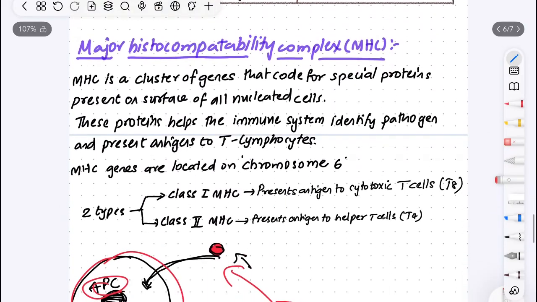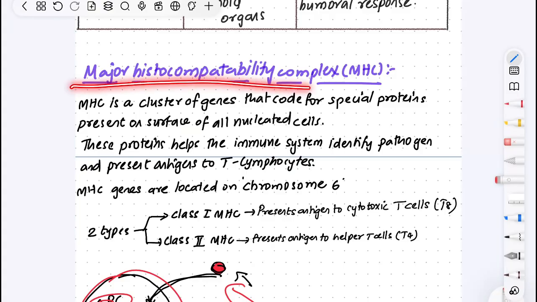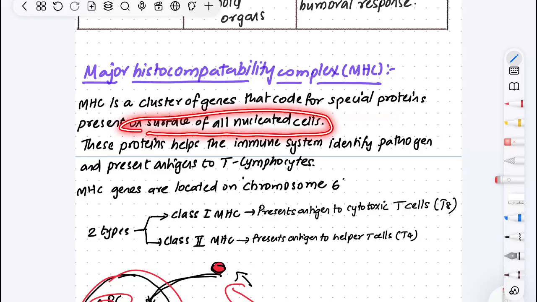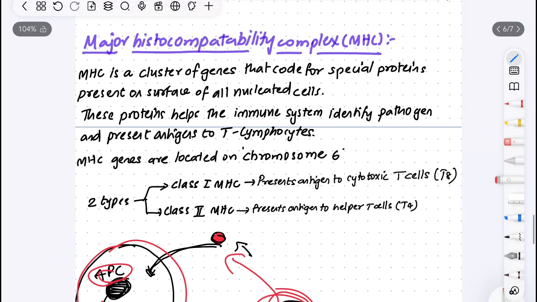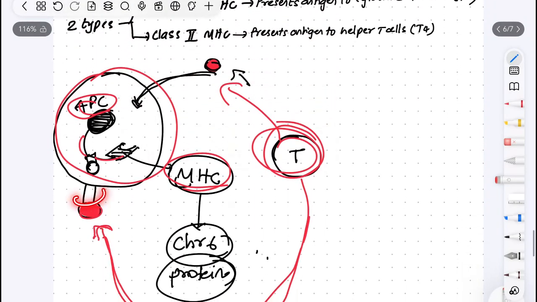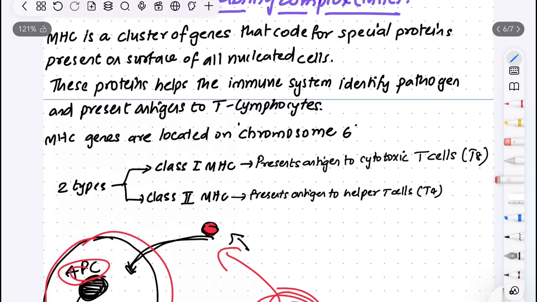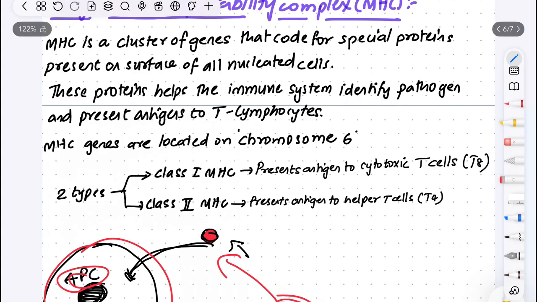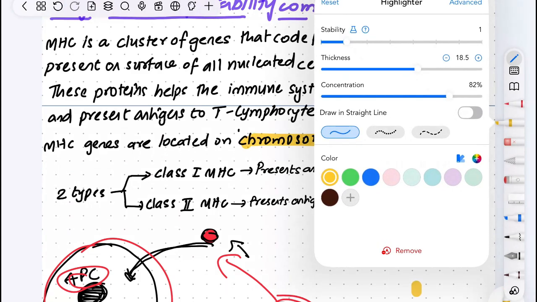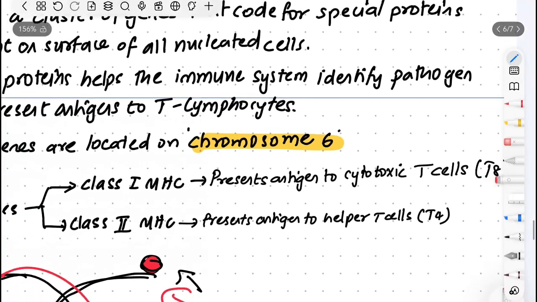Okay, now next we'll talk about MHC, major histocompatibility complex. Major histocompatibility complex is a cluster of genes that code for special proteins present on the surface of all nucleated cells. Next, these proteins help the immune system identify pathogens and present antigens to T lymphocytes. Here they are presented to T lymphocytes, right? Next, MHC genes are located on chromosome 6. Okay, and there are two types of MHCs: class 1 MHC and class 2 MHC.